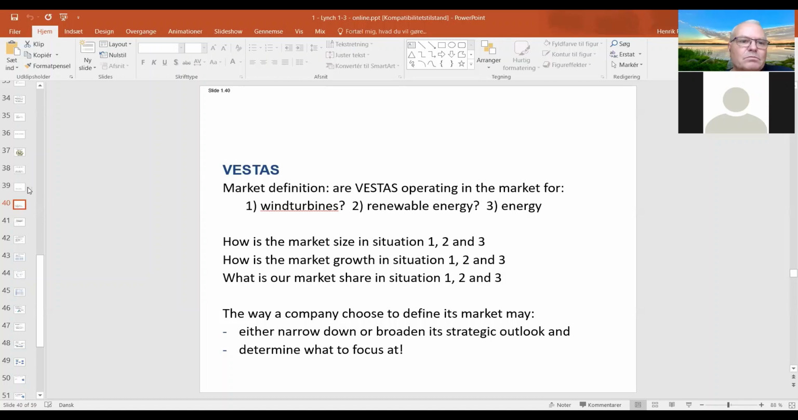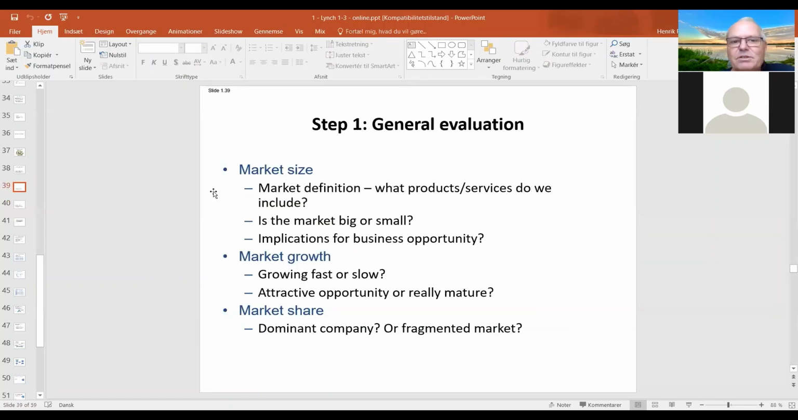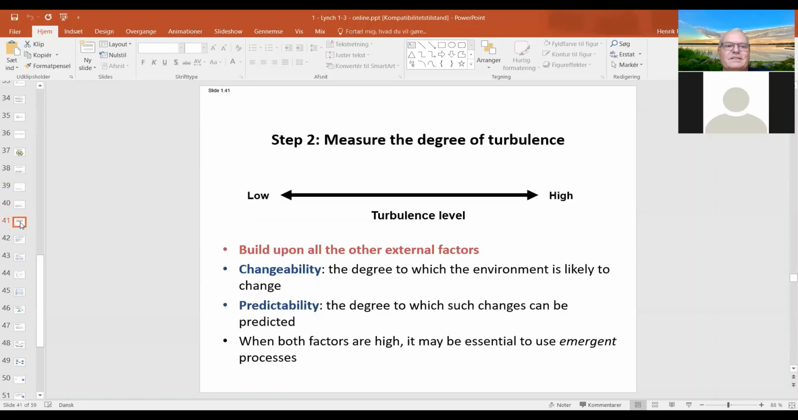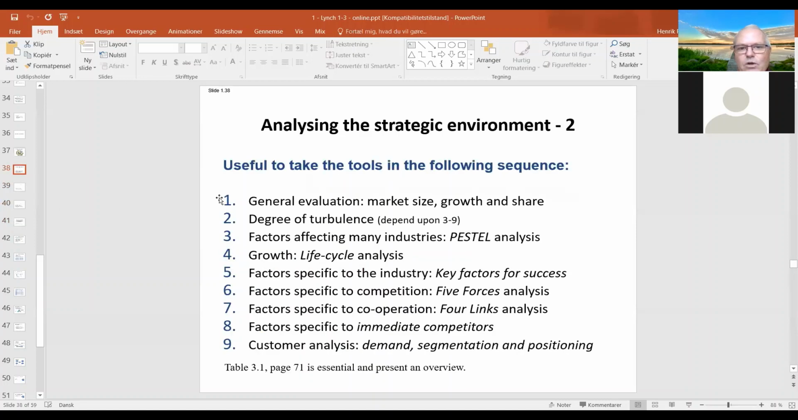Okay, so going back to this, the first general evaluation is about the market size, growth, and market share. Pretty important issue about market definition. I hope that is pretty clear to you, and that's why this example with Vestas is important. Now, the next step, and I'll just show you this slide again here. As you can see, step 1 was general evaluation. Step 2, the degree of turbulence, is what we are talking about right now.